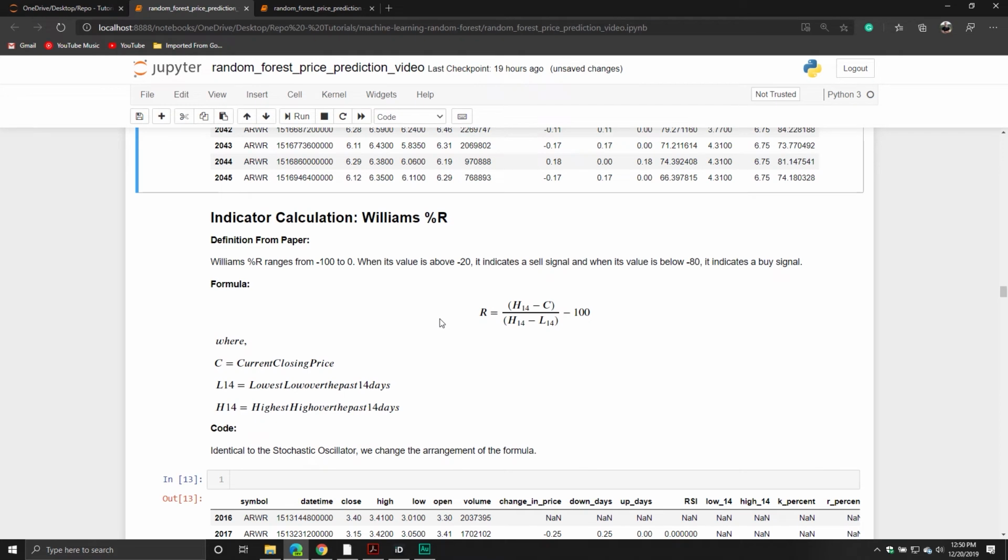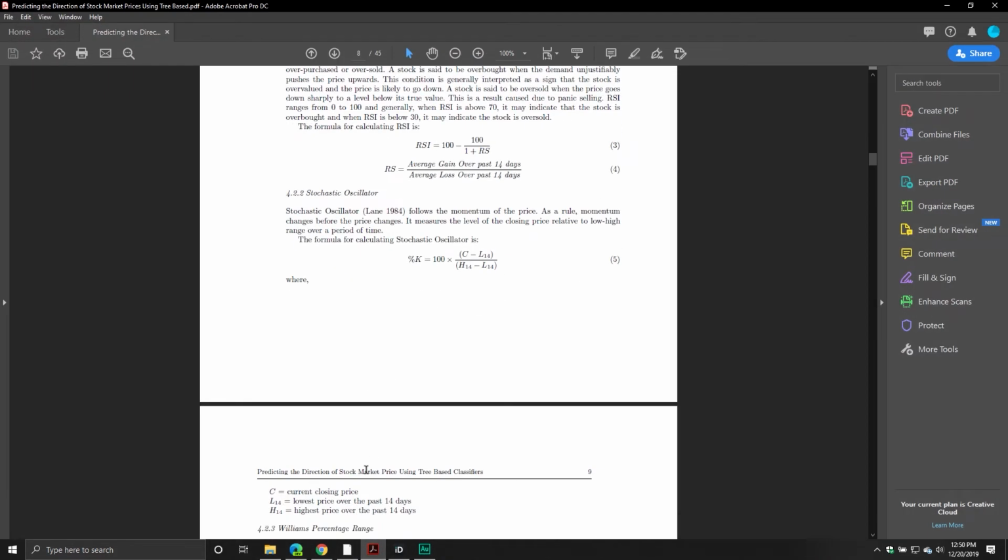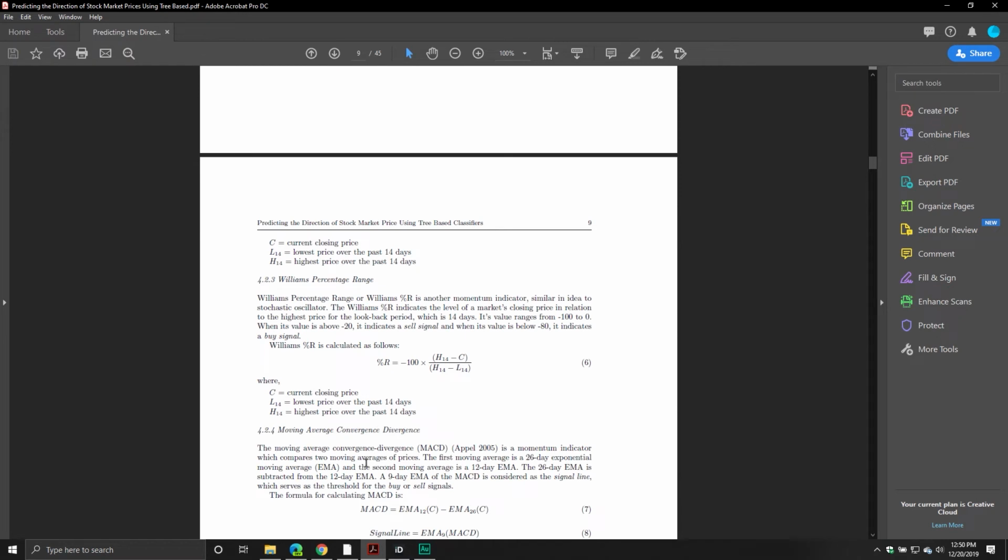The Williams percent range is very similar to the stochastic oscillator. It is another momentum indicator. In this case, we are taking the high minus the closing and then the high minus the low.